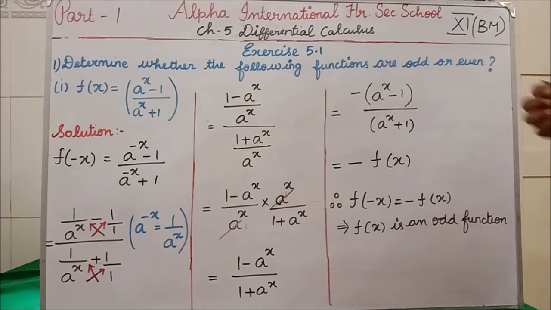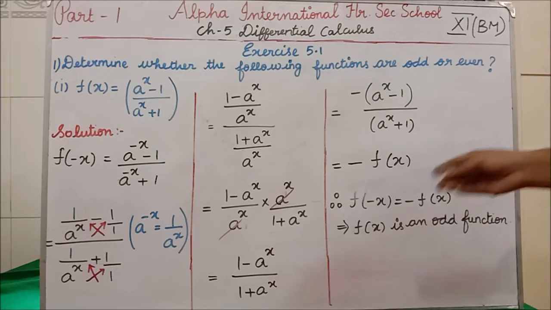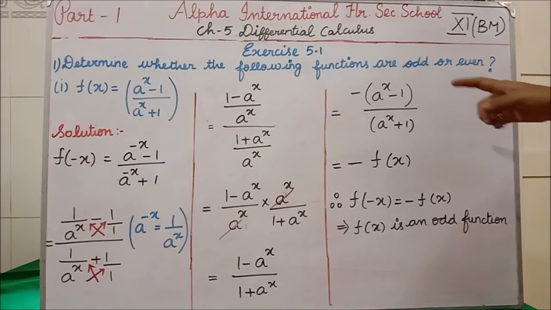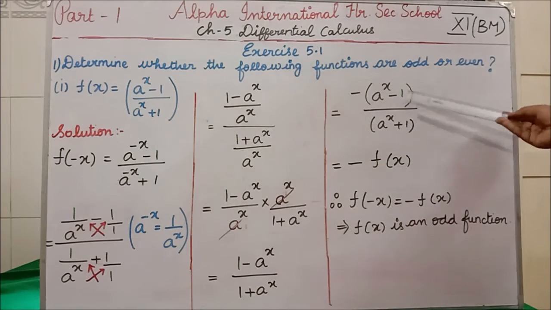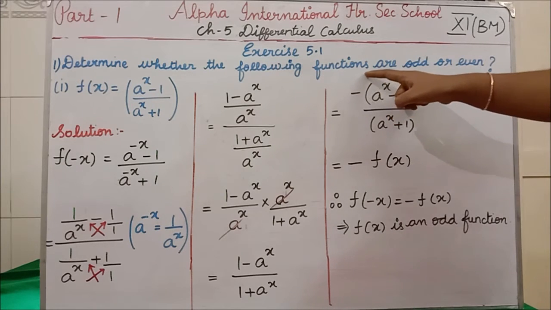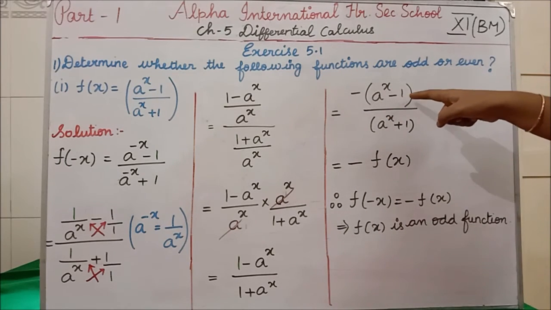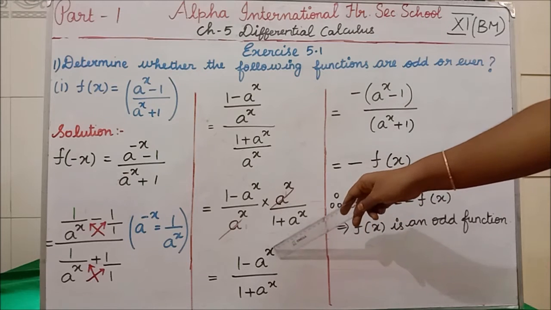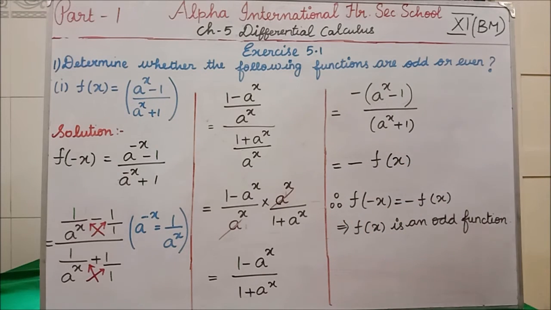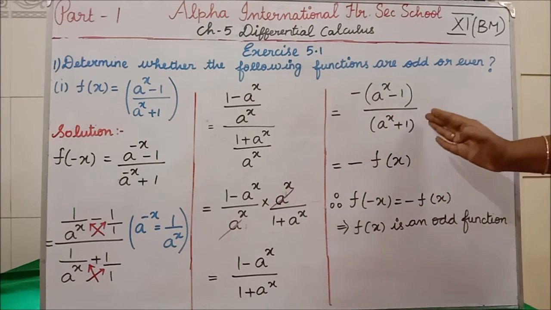If I take minus commonly out, I am writing this a power x first. Then I am writing that 1 here. In between why I am writing minus, since I am taking minus commonly, if you multiply and see, minus into a power x is what? Minus a power x we are having. Minus into minus is what? Plus 1. Here plus 1 only we are having in numerator. Then denominator 1 plus a power x, same. So I am writing a power x plus 1.